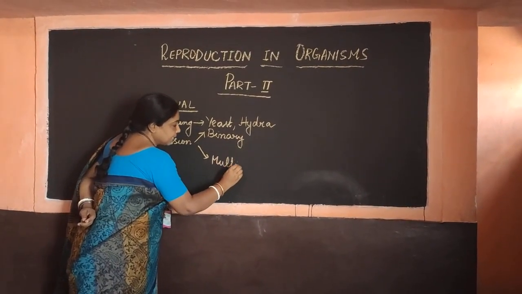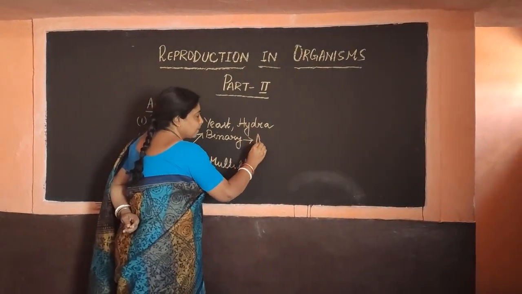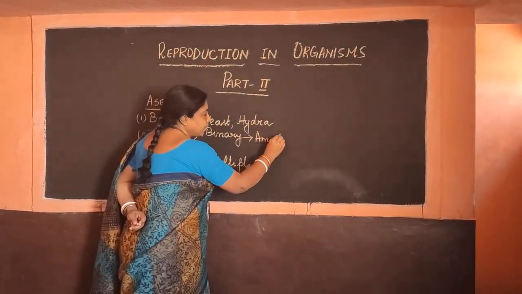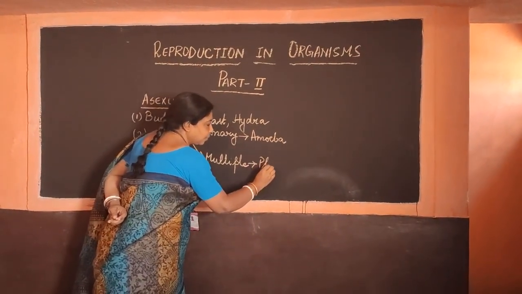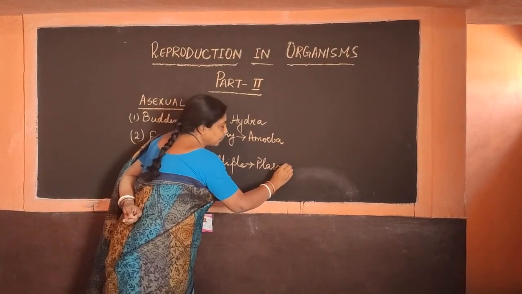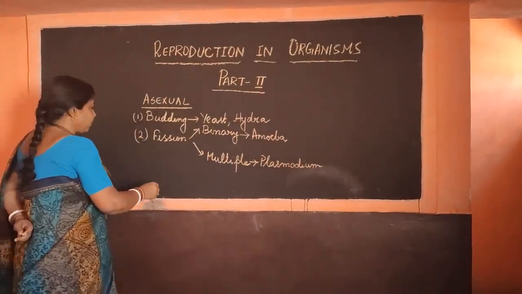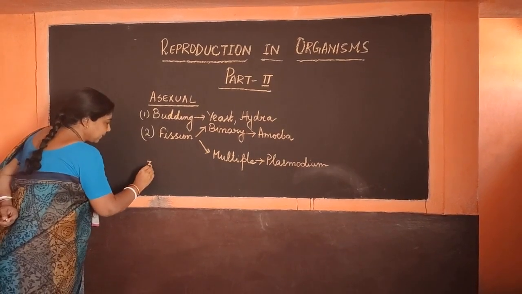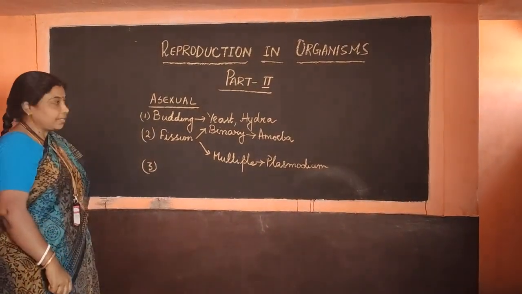The first is binary fission. In this you saw the case of amoeba, how binary fission took place in amoeba and how multiple fission took place in Plasmodium. The other method which we were supposed to take up in the next part, that is in part 2, we are going to deal with today.